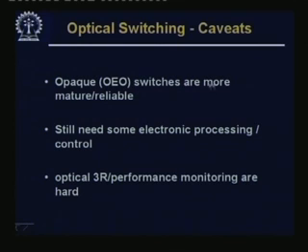Opaque, that is OUO, switches are more mature and reliable, of course. We still need some electronic processing and control, that means even when we are doing it in the optical domain, we still require some electronic processing and control. What we do is try to minimize this part. And optical 3R or performance monitoring are hard. If you remember, we can amplify a signal quite easily, but if you want to do 3R, that means regenerate, reshape and retime, then we prefer to take it to the electronic domain.